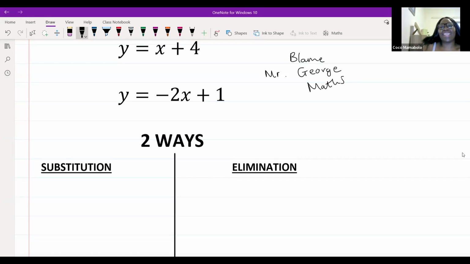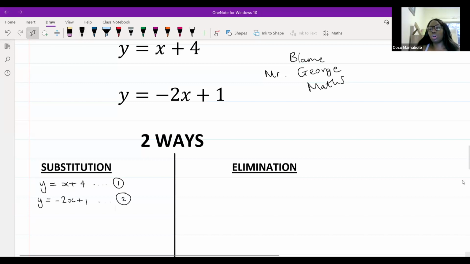All right, let's start with substitution. First thing we're going to do, guys, is number our equations. So I'm going to go to these two equations I've got over here, and I'm going to go y is equal to x plus 4. I'm going to name that equation 1. And then y is equal to negative 2x plus 1. And I'm going to name that equation 2.